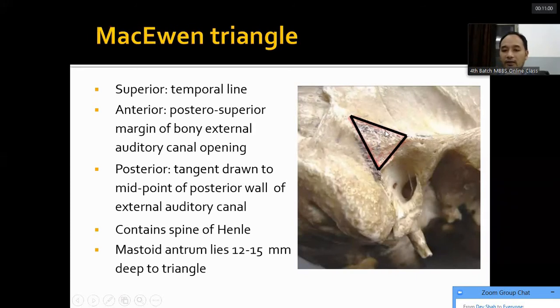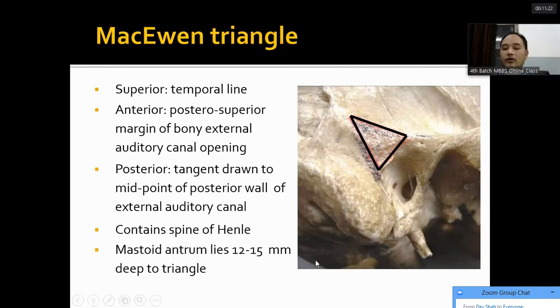The significance of the MacEwen triangle in surgery is that just below this triangle lies the mastoid antrum. So when we do surgery of the ear, or when there is disease in the mastoid antrum, we need to enter the mastoid antrum first. We drill in this triangle. So straight away we can reach the mastoid antrum.